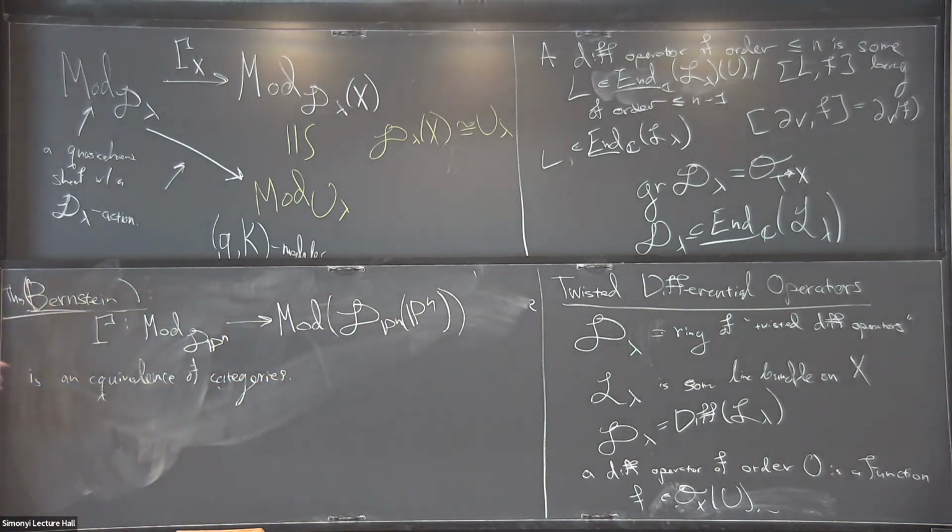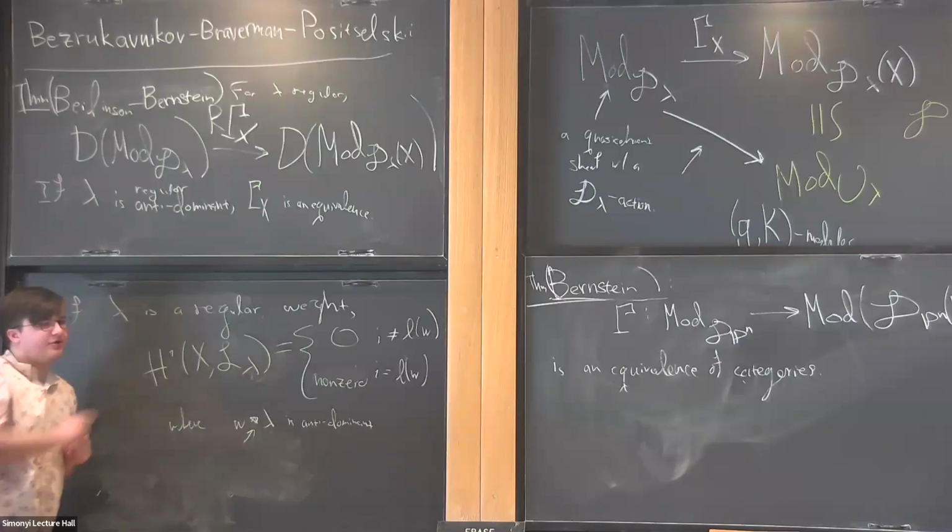And this is, in some sense, the heart of the proof of Beilinson-Bernstein localization, at least in this Bezrukavnikov, Braverman, Positselski approach. So the plan for the talk is I'm going to prove this theorem of Bernstein and then explain how they generalized it to Beilinson-Bernstein localization. And I'll say one downside of this approach is you don't really see the derived version.